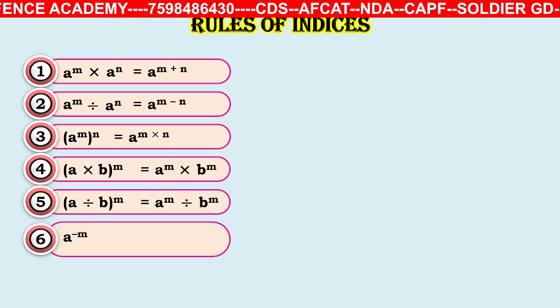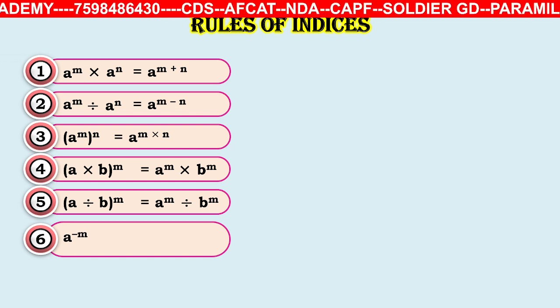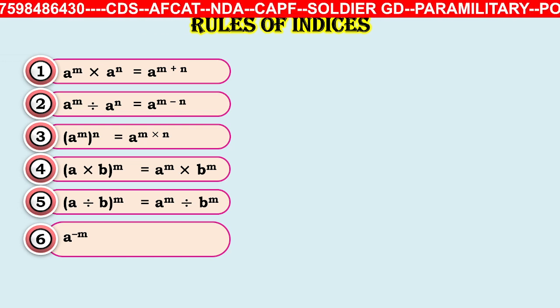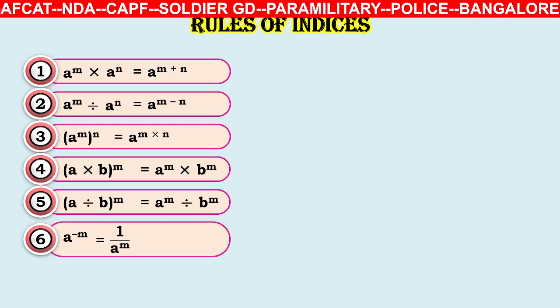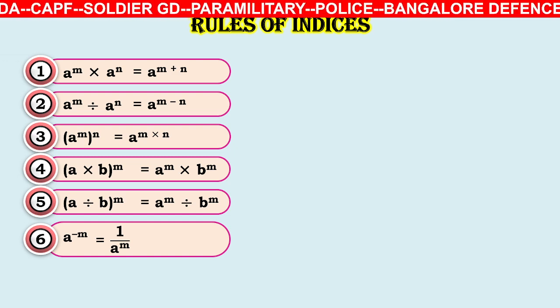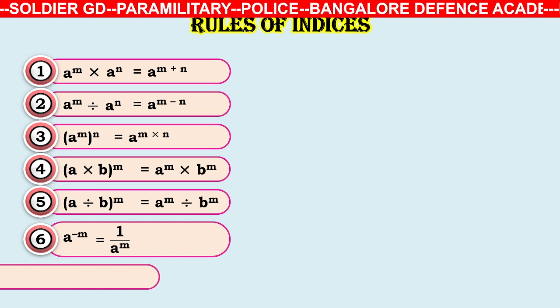Next, a to the power of minus m. Anything to the power of minus m, if I want to write it in positive, I will take it as 1 by a to the power of m. Very important, this last one, the number 6 formula, is very important: a^(-m) is equal to 1 by a^m.